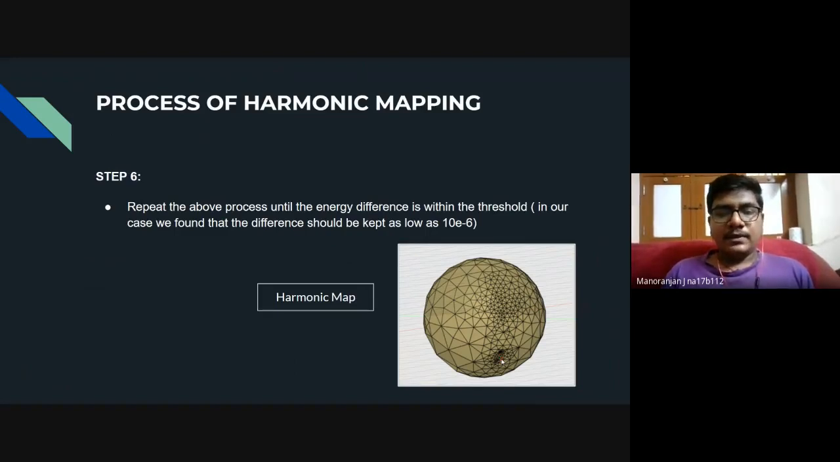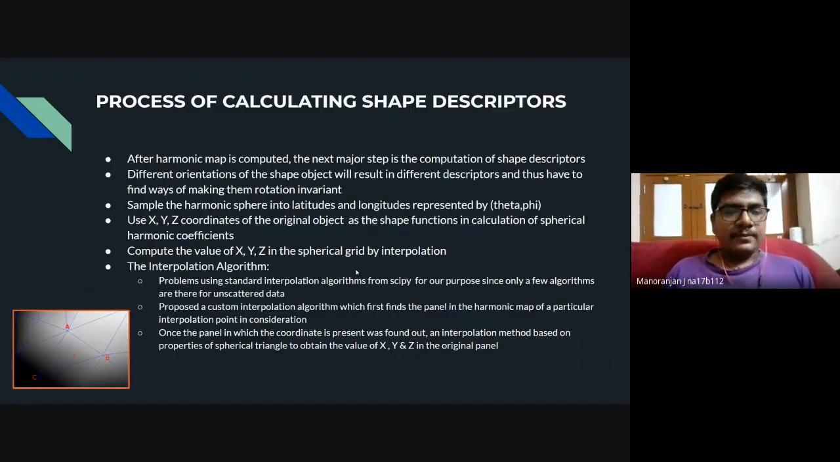In the Cartesian coordinate system, it will be represented by x, y, z of the original object. So when we sample, each theta comma phi will have definite x, y, z values in the original mesh. What we'll be trying to achieve is to use each of x, y, z separately as a shape function and calculate the spherical harmonic coefficients, or in other words, the Fourier coefficients.